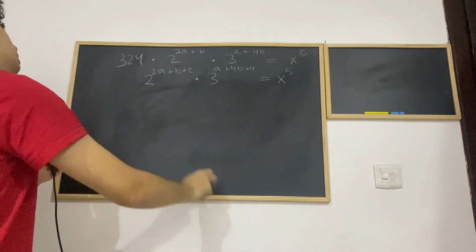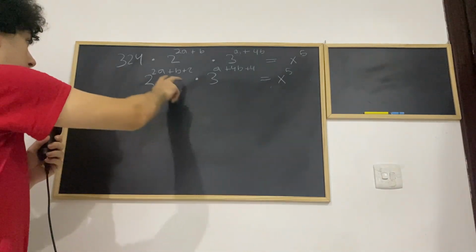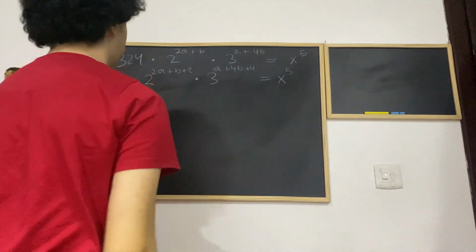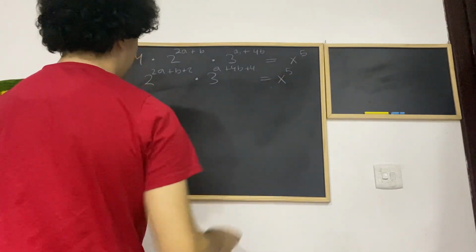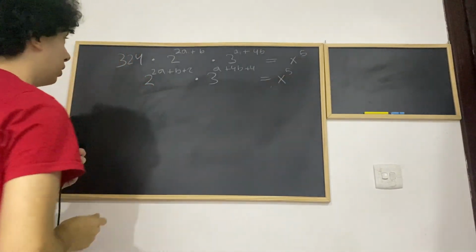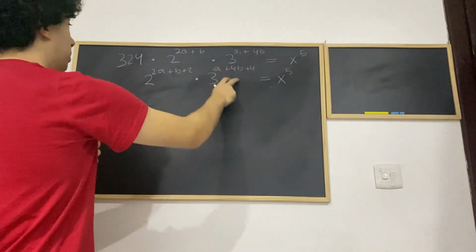Now let's look at this. What do we notice here? These powers must be multiples of 5 to give us a perfect fifth power once we multiply everything. Isn't that correct? Yes. So these powers must be multiples of 5.